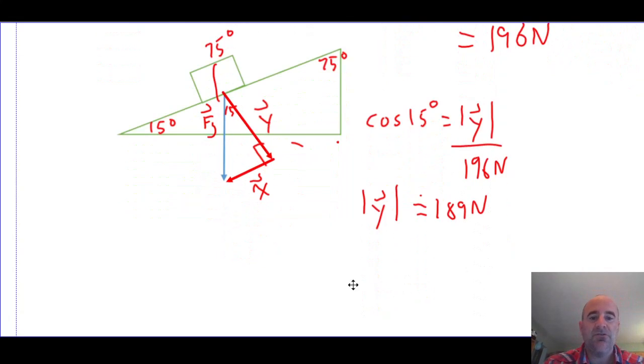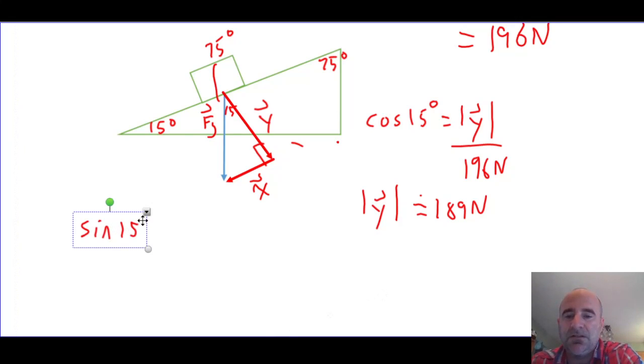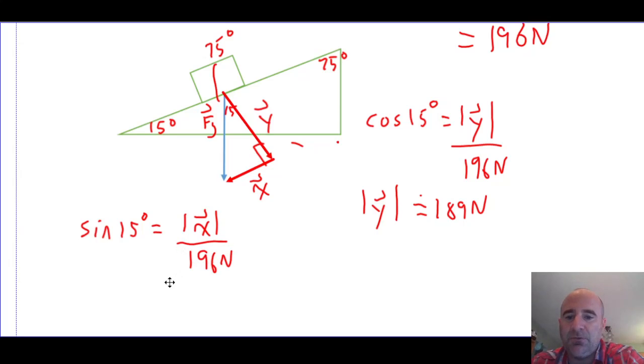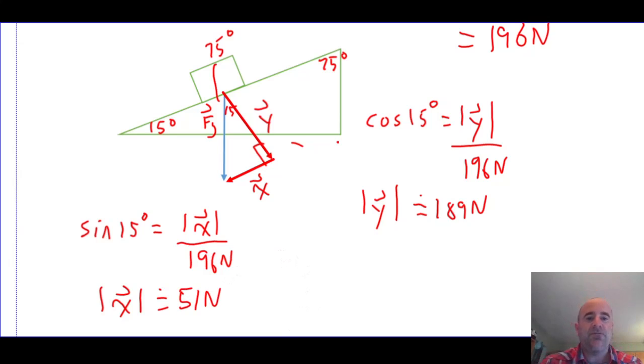And we also know that the sine of 15 degrees is going to be equal to the magnitude of x divided by 196 newtons. And when you figure that out, you should get the magnitude of x to be approximately, I've got 51 newtons. So those are the two forces. This force, the first one we calculated, that's what pushes it into the ramp.